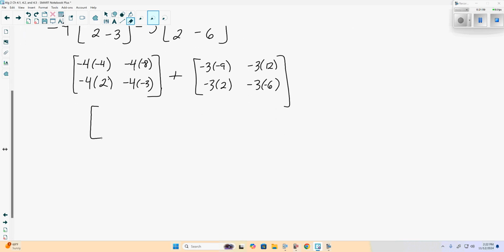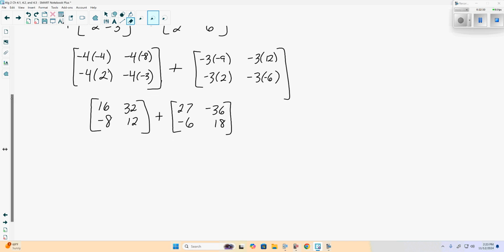Now, next thing we're going to do is multiply. Negative 4 times negative 4 is 16. Negative 4 times negative 8 is 32. Negative 4 times 2 is negative 8. Negative 4 times negative 3 is 12. Negative 3 times negative 9 is 27. Negative 3 times 12 is negative 36. Negative 3 times 2 is negative 6. Negative 3 times negative 6 is 18.